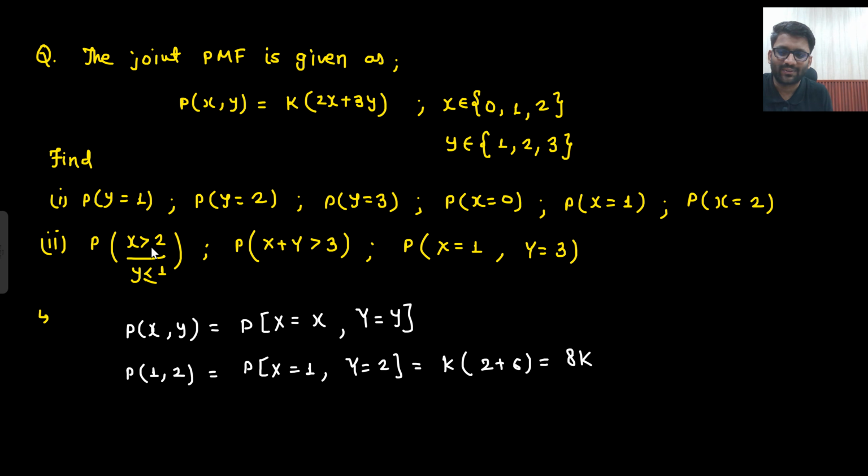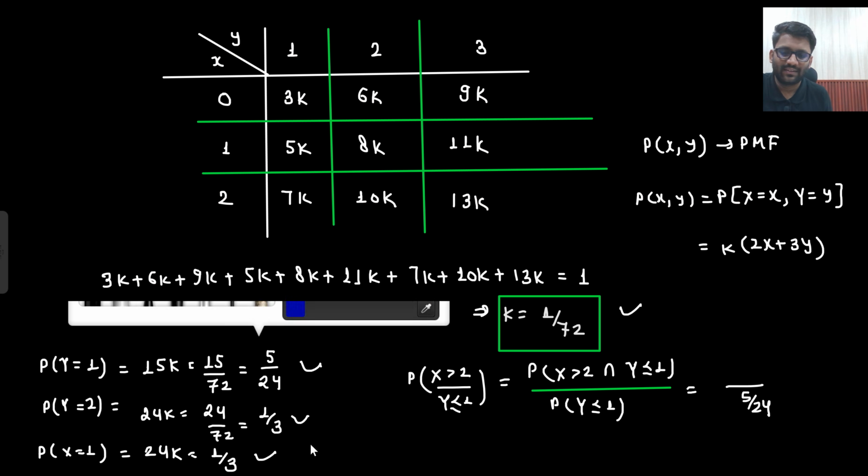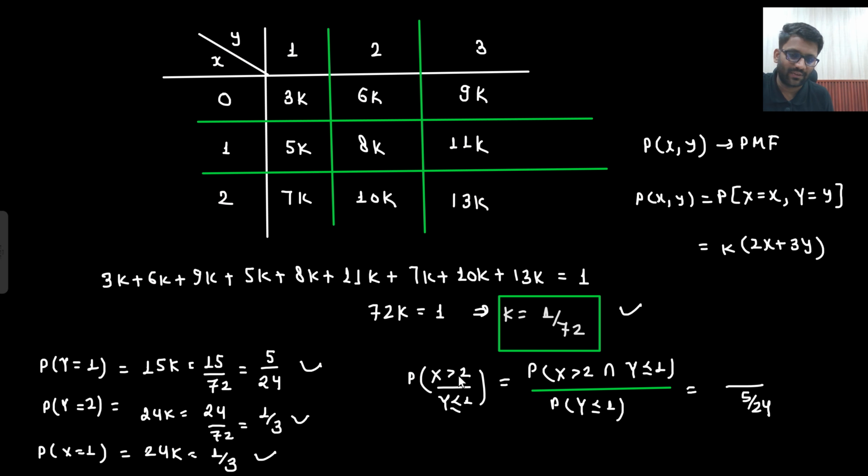This is also not possible, no. So here also equal sign, here also equal sign, okay. So x taking value greater than or equal to 2, so x can take only one value which is 2, and y should take value less than or equal to 1, that means y can take only one value which is 1. So this answer would be 7k. So what would that be? 7 by 24.